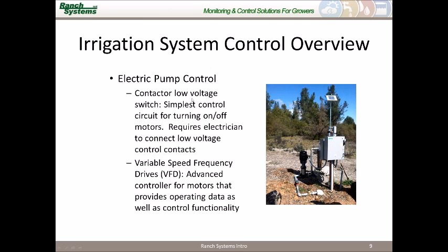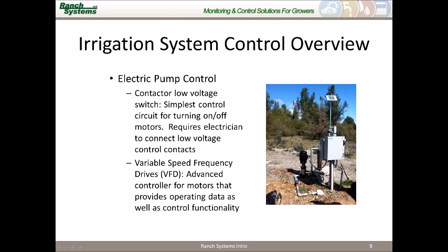There are two generally accepted ways of controlling pumps. One of those is the contactor with a low voltage switch, and this acts as a relay. You can see here in this picture we have this large gray box, and right next to it we have a booster pump and a well. Inside of this box we have a low voltage control circuit that's been installed by a certified electrician. It connects to our unit here, and the unit will send a closure signal to the electrical components inside of this box that then works with the higher voltages and opens and closes the circuits for turning on these pumps.